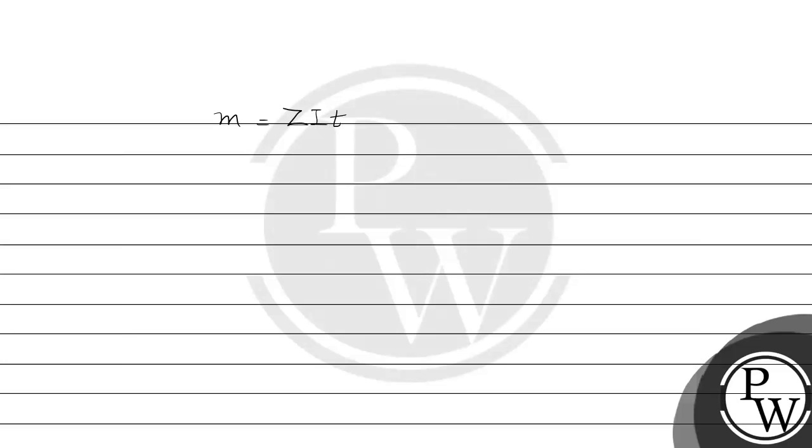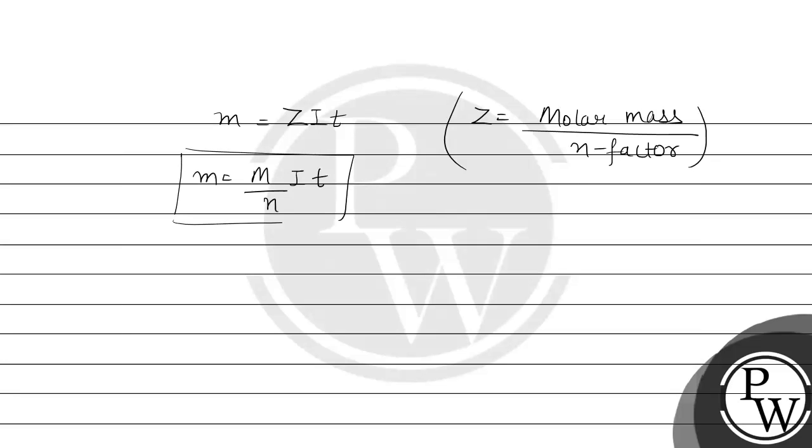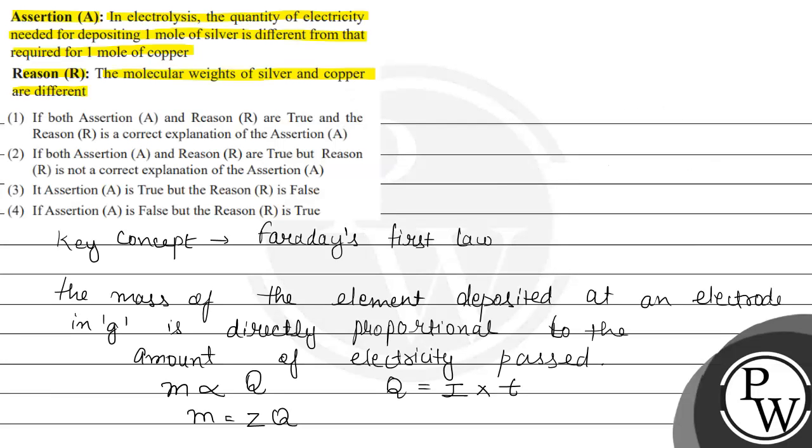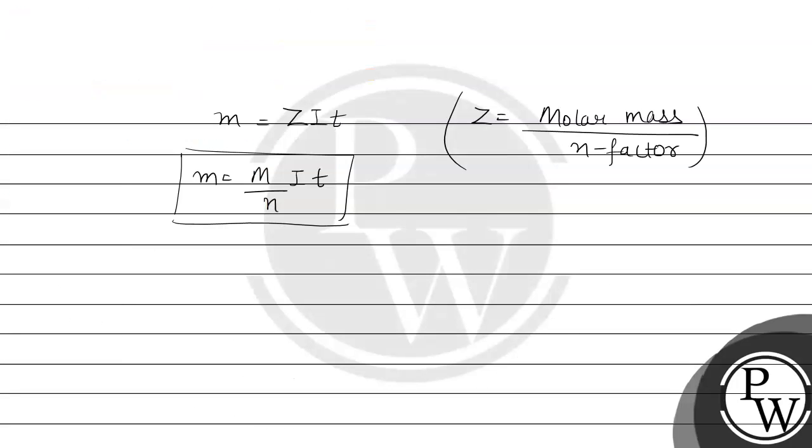Z, the electrochemical equivalent, is equal to the molar mass divided by the n factor. So this will be capital M divided by n, multiplied by I and T. This is the formula for the mass deposited, and according to the assertion, the mass deposited by 1 mole of silver will be different from that of 1 mole of copper.